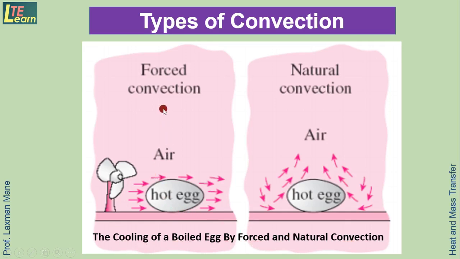Especially here, in case of forced convection, an external agent such as a fan is used to force the air to enhance the heat transfer rate. In case of natural convection, the heat transfer is taking place by natural convective currents. By density difference, warm air goes up. It carries heat from the hot egg.